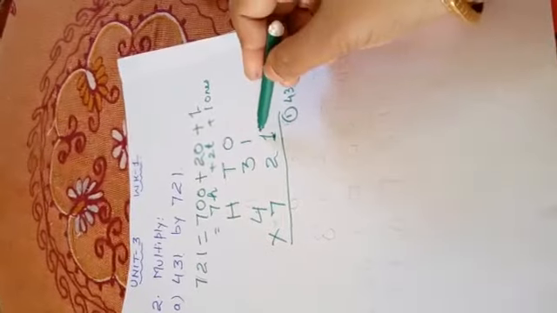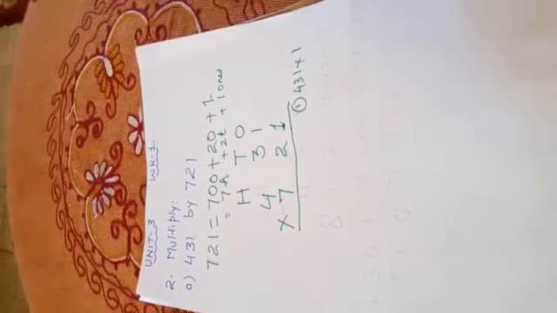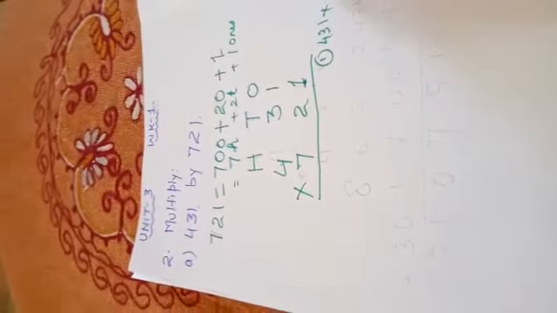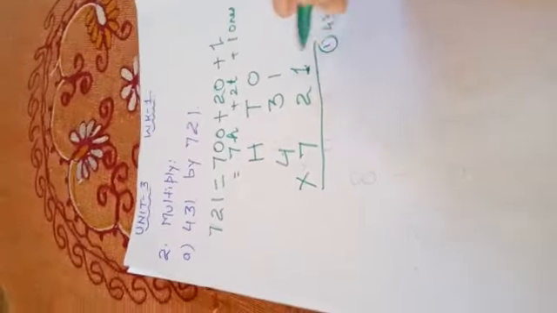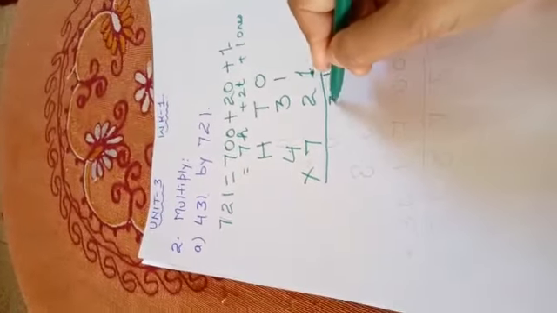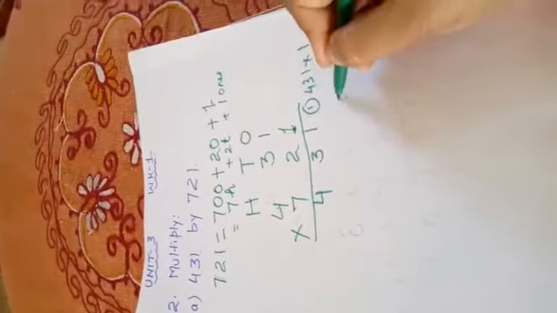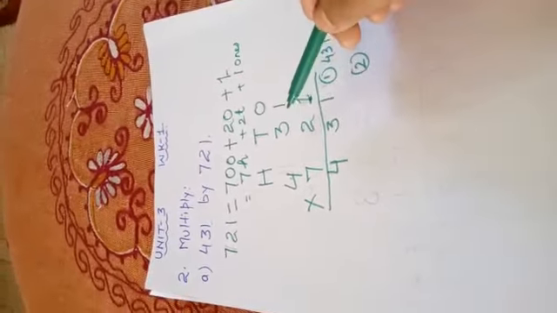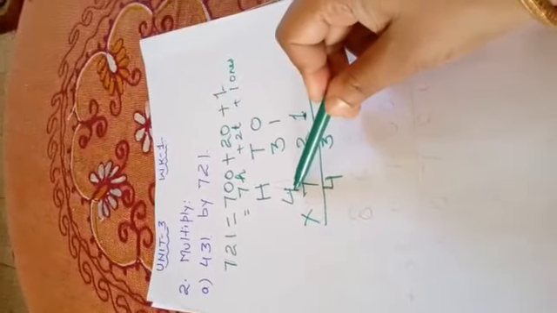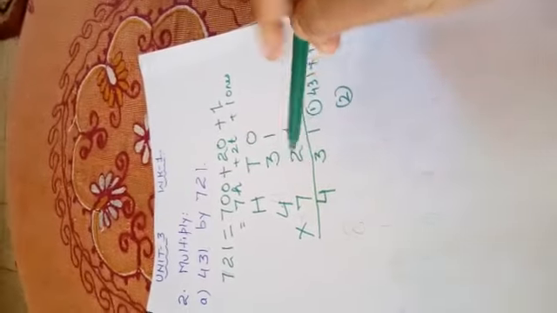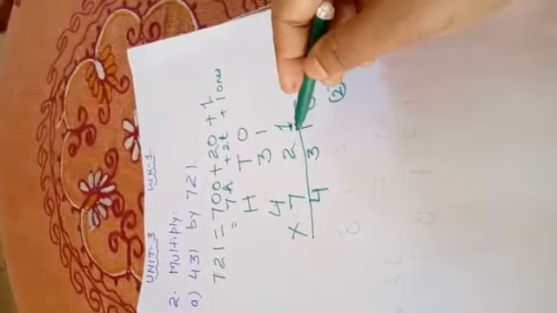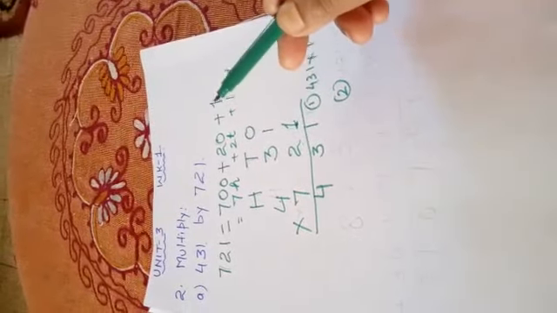Which digit is at the ones place? So 1. So I will multiply 431 with 1. So let's start. 1 ones are 1, 1 threes are 3, 1 fours are 4. Okay. Now second step. What is the second step? I will multiply this multiplicand 431 with 2 tens. 2 tens means 2 is having 1 zero, 20.